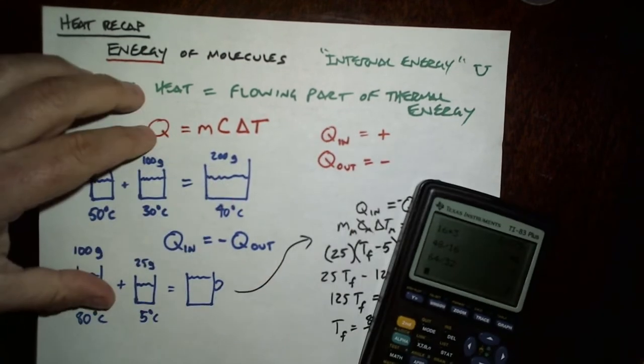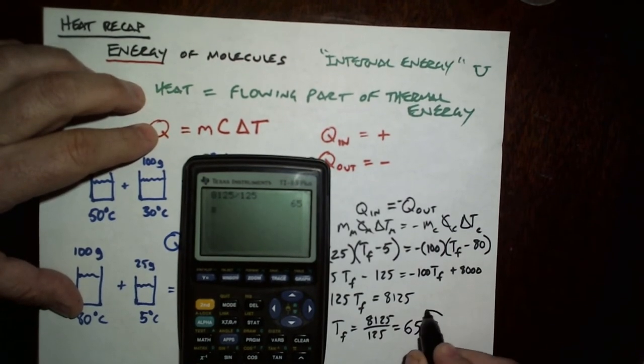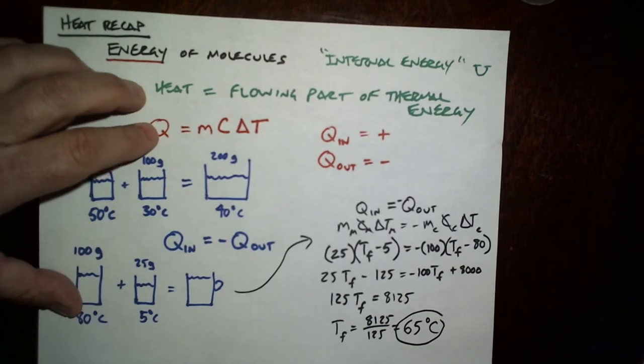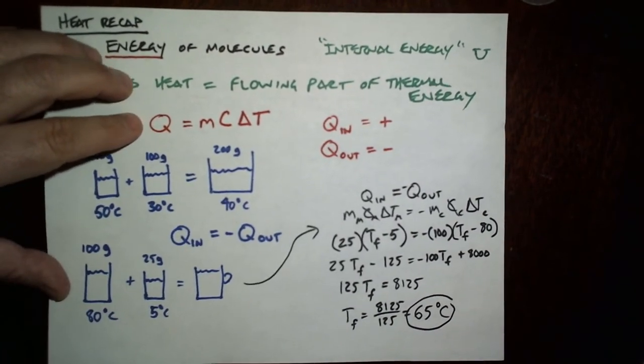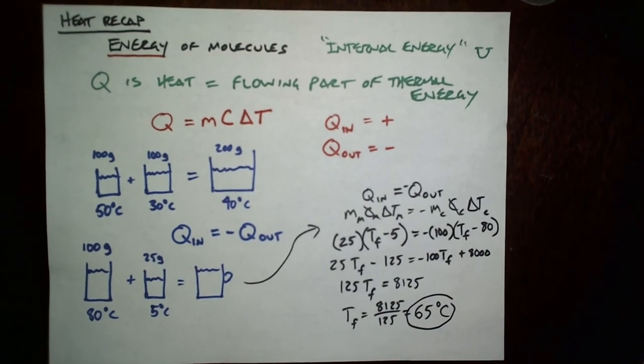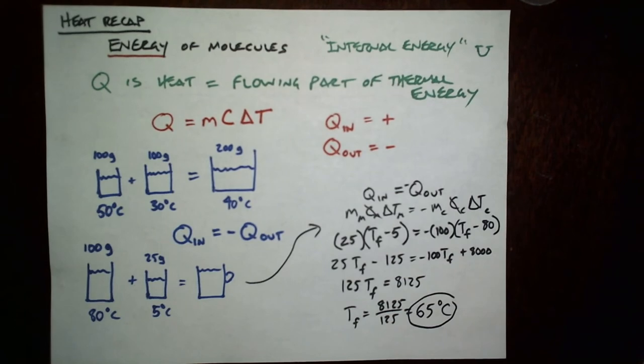Okay, turning it on, clearing it out from what I did last time. 8,125 divided by 125 is 65. So my coffee, by adding this milk to it, will be down to 65, which is a lot closer to where I like to drink coffee. Okay, let me do something with you to show you how to solve these problems.